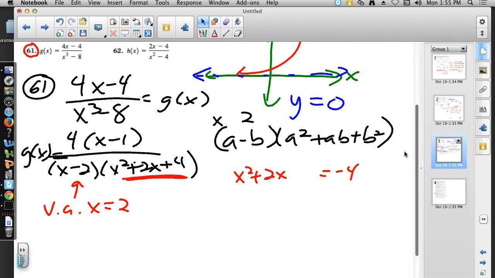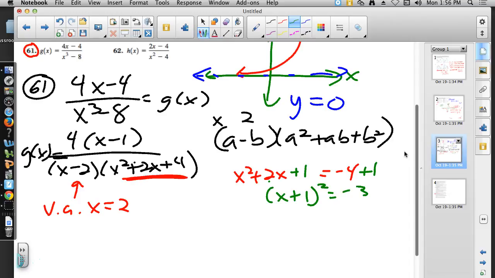I think I'm just going to give this a quick try and take 2 divided by 2 and square it, and that will add 1 to both sides, and that will give me x plus 1 squared equals negative 3, and I'll take the square root, and that's where you see imaginary, so we're not going to get any more asymptotes out of that one.